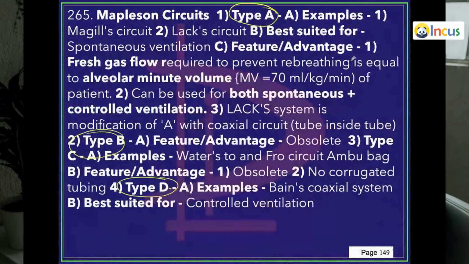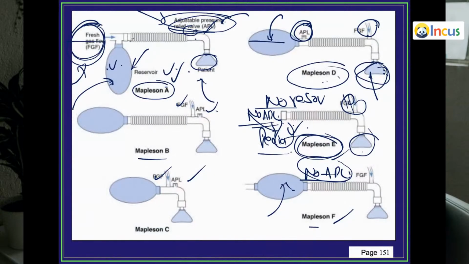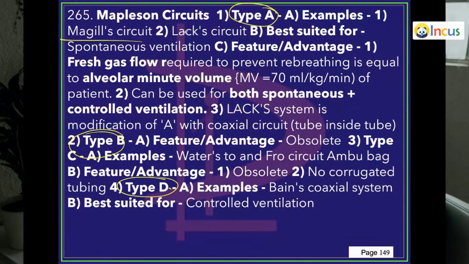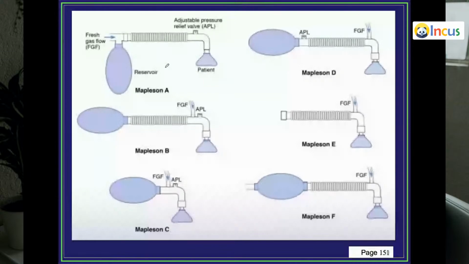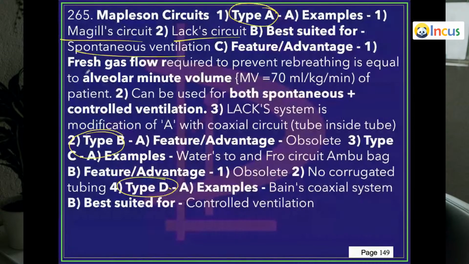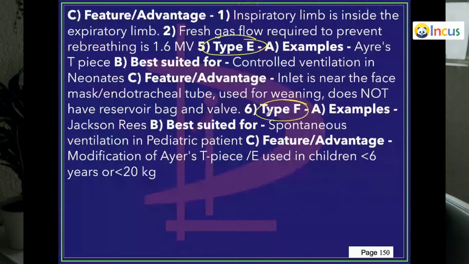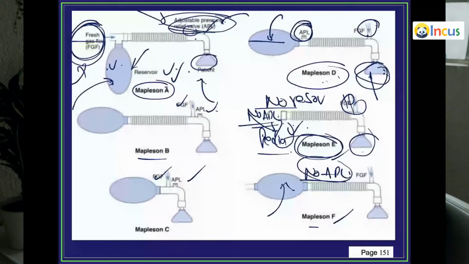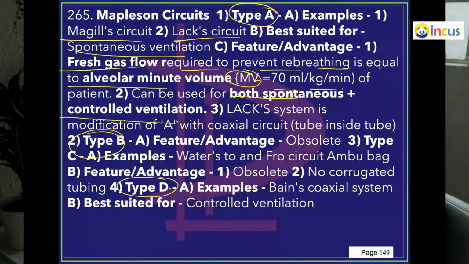Now, quickly, the final points for the exam, remember. Type A, what is the other name for Type A? Magill circuit. Type A is the Magill circuit. For spontaneous ventilation, Mapleson A is the best one. Fresh gas flow is required to prevent rebreathing, and that is equal to alveolar minute ventilation, which is 70 ml per kg per minute of the patient. That is Mapleson A. And what else do you remember? It can be used for both spontaneous and controlled ventilation.